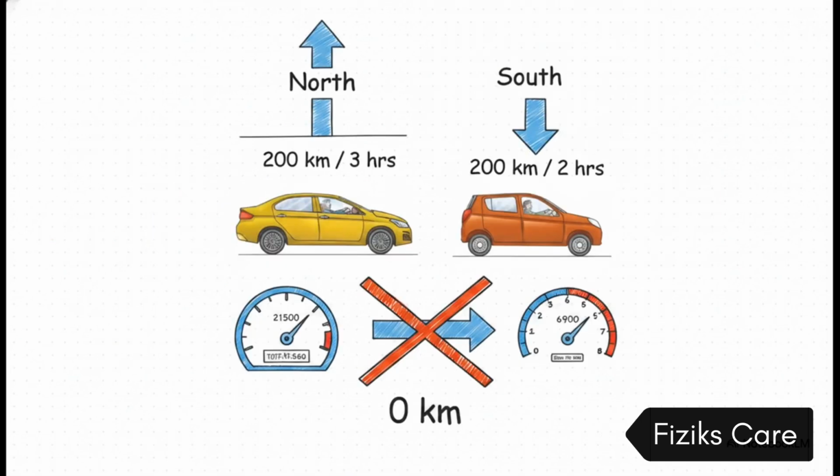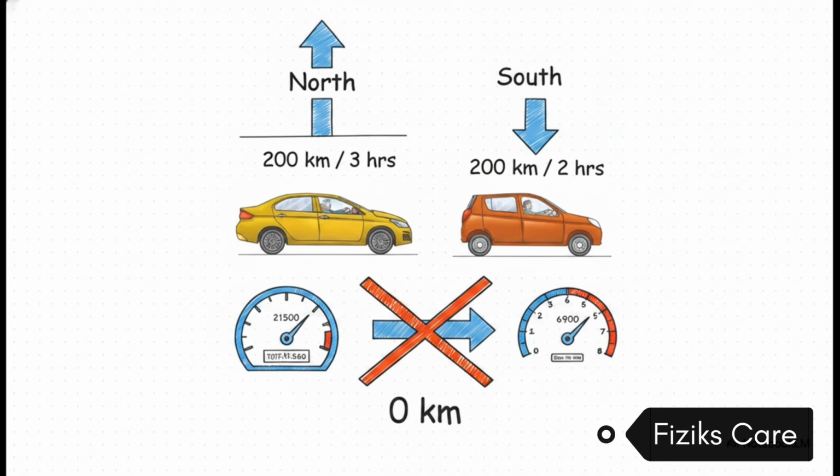Let's scale that up. Imagine a family road trip. You drive 200 kilometers north in 3 hours, and then you immediately turn around and drive 200 kilometers south in 2 hours. That's a massive total distance of 400 kilometers, right? Divided by 5 total hours, that gives you a totally respectable average speed of 80 kilometers per hour.